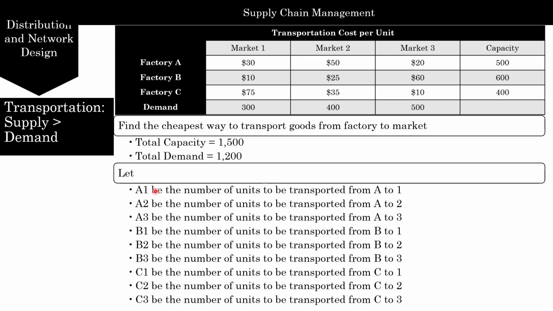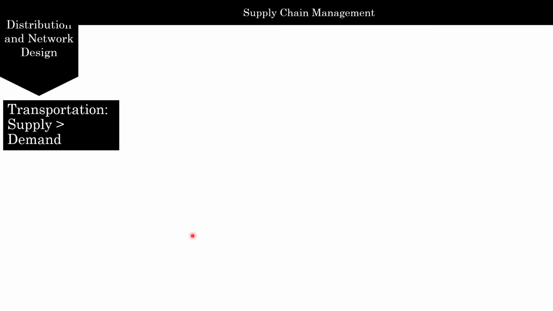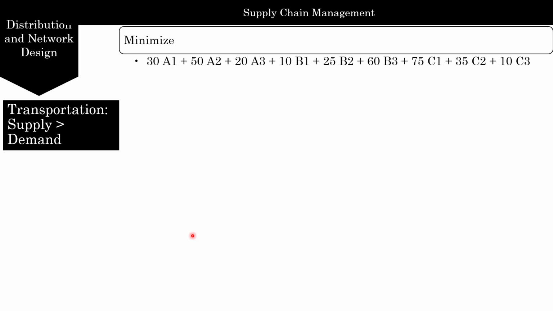So automatically, if this is the number of units, our cost is going to be 30 multiplied by A1, because this is 30 per unit. You're going to transport A1 units, so you multiply 30 by A1 to get the total cost, right? Similarly, 50 by A2, 20 by A3, and so on to essentially get your minimization.